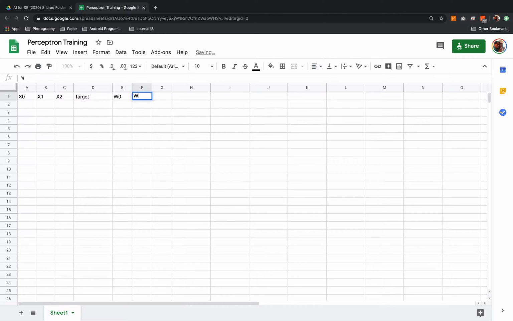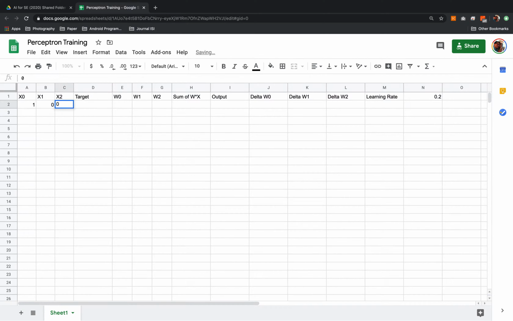We have starting w: w0, w1, w2, and the sum of w times x, and the output. And we would like to adjust the weights, delta w0, delta w1, and delta w2. And we have the learning rate here, that is 0.2 in our example.